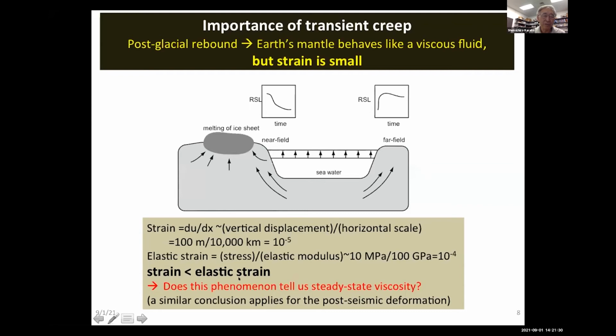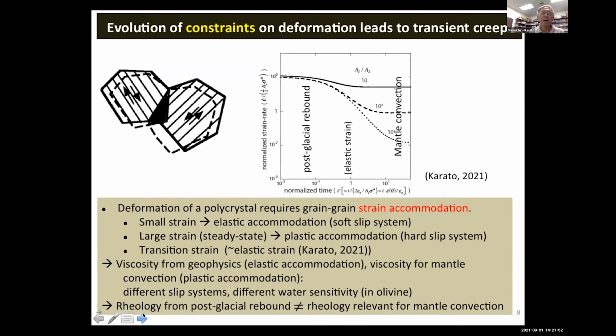Then you should ask, wow, is the viscosity corresponding to such tiny strain similar to the viscosity at steady state conditions, such as mantle convection? Answer is clearly no. And so it's very important to address the question of steady state versus transient creep. And this slide shows one analysis of the transient to the steady state creep evolution associated with strain accommodation.